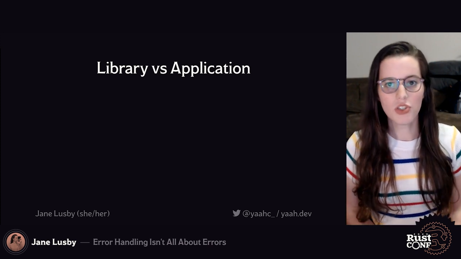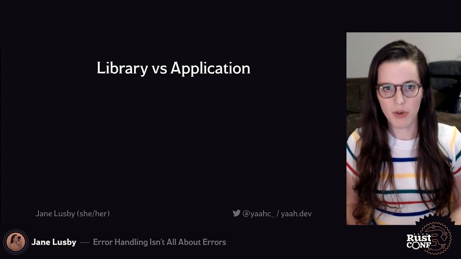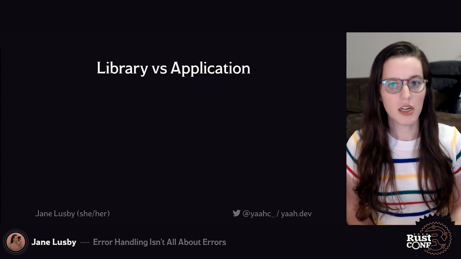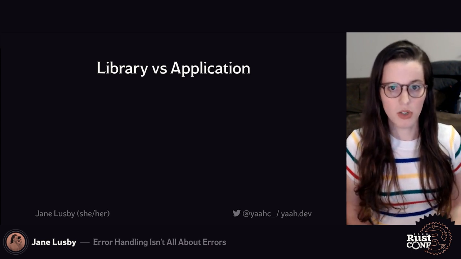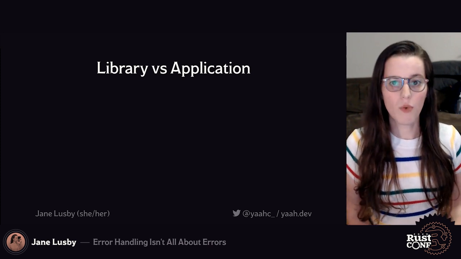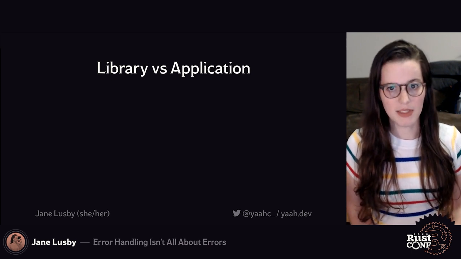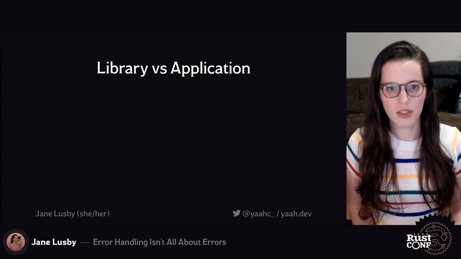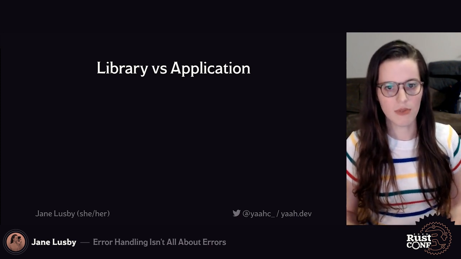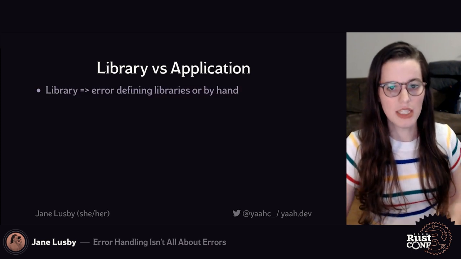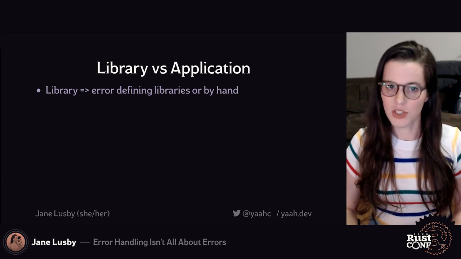Now for libraries, we don't generally know how our users will handle our errors. They could report, react, wrap and propagate them, or discard them. So we need error types that are maximally flexible. This means we need to implement the error traits so they can compose with other errors and be reported. And we want our errors to be an enum so they can be reacted to easily. We also want our API to be stable, so we should use non_exhaustive so we can add new variants in the future. All of this pushes us to use error-defining libraries like derive macros or to just implement the associated traits by hand.